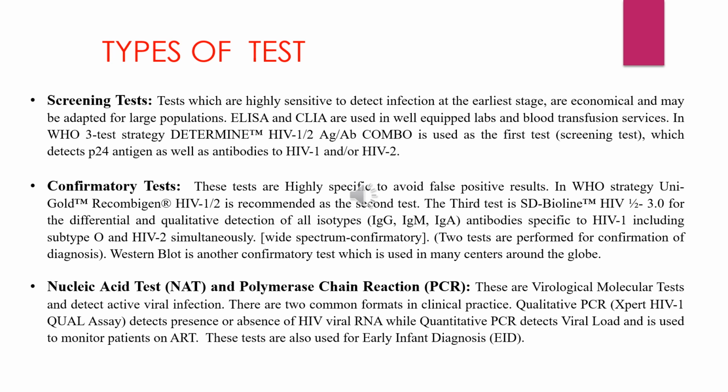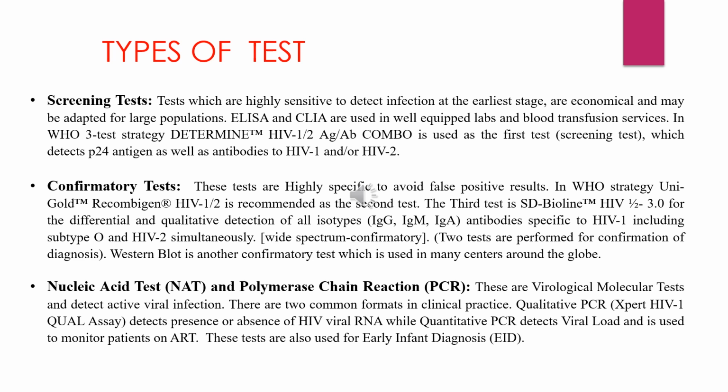Confirmatory tests that are recommended. The second test which the WHO strategy recommends is Uni-Gold Recombinant HIV-1/2. Then the third test is the SD Bioline HIV-1/2 3.0, for the differential and qualitative detection of all isotypes of antibodies, including IgG, IgM and IgA, which are specific to HIV-1, and also include the subtype O and HIV-2 simultaneously. So this is known as a wide spectrum confirmatory test.